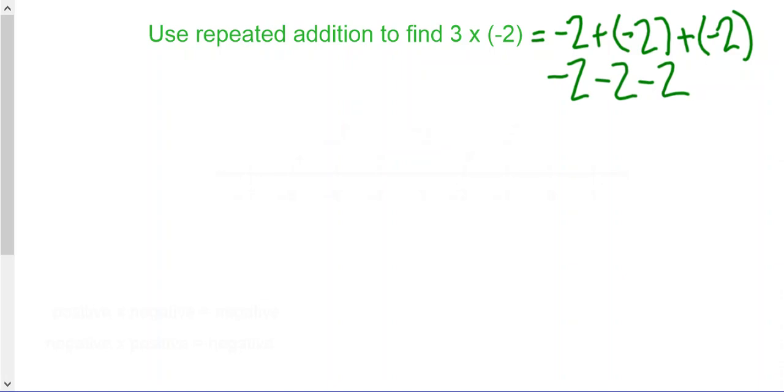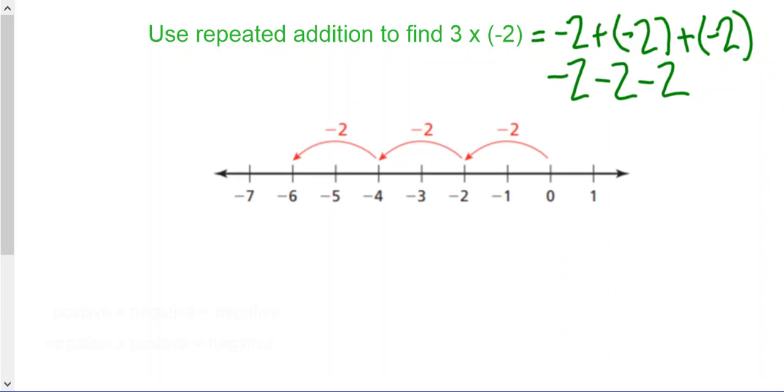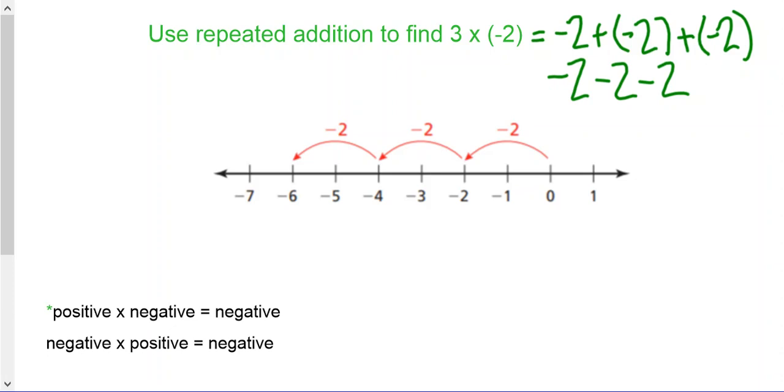And if we look at a number line, we have 3 groups of negative 2. So if we start at 0 and we're creating negative number groups, negative 2, we are moving to the left on the number line. So our product is going to be negative. So if we are multiplying a positive number by a negative number, our answer is going to be negative. And the commutative property of multiplication says that the order in which you multiply does not matter. We will get the same answer. So it can be positive times negative or negative times positive.